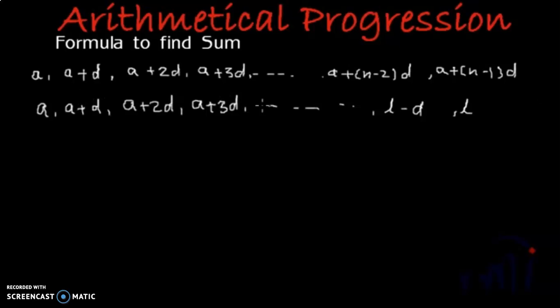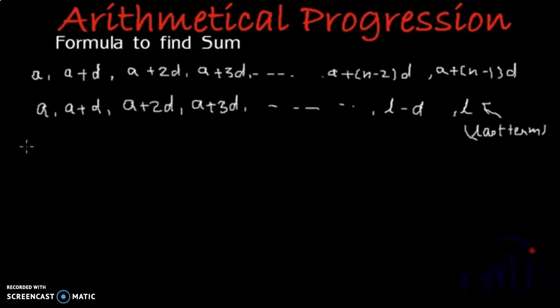So what will be the second last term? It will be L minus d. Going one step below the last term, correct? So L is the last term, second last term would be L minus d, right? Since we reduced the last term by one common difference, we get the second last term, correct? So what will be the third last one? L minus 2d.